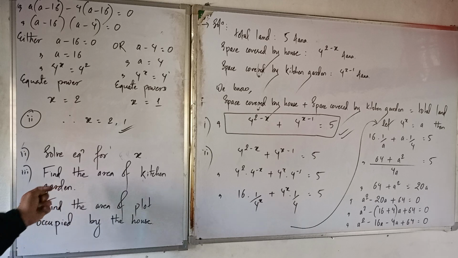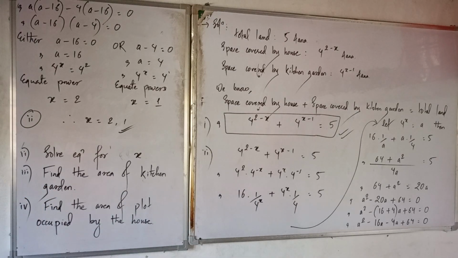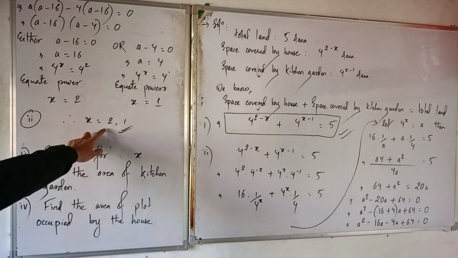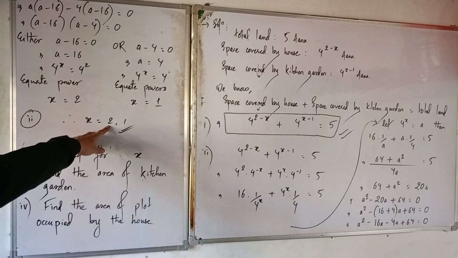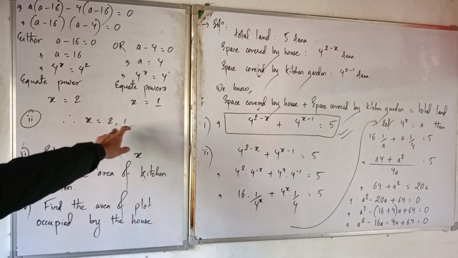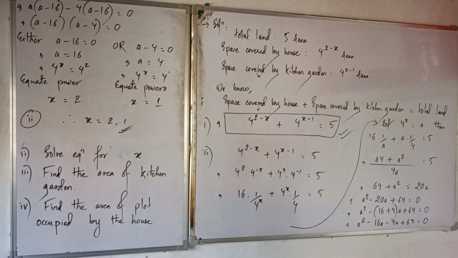Find the area of the kitchen garden. Since there are two values for x, the possible area of the kitchen garden will also have two values. First we try by substituting the value of x by 2, and then after that substituting the value of x by 1. Let's see what we will get.